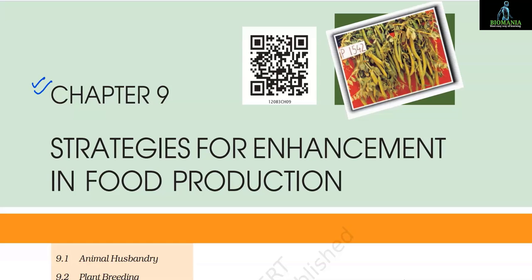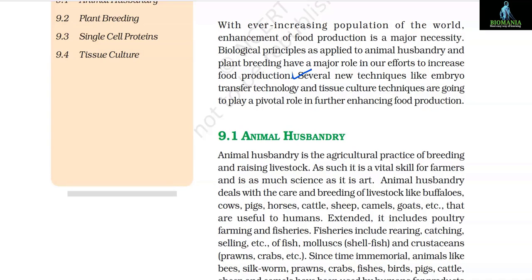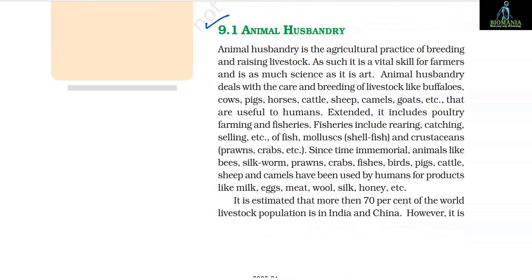Chapter 9: Strategies for Enhancement in Food Production. With the ever-increasing population of the world, enhancement of food production is a major necessity. Biological principles as applied to animal husbandry and plant breeding have a major role in our efforts to increase food production. Several new techniques like embryo transfer technology and tissue culture techniques are going to play a pivotal role in further enhancing food production. 9.1 Animal Husbandry.